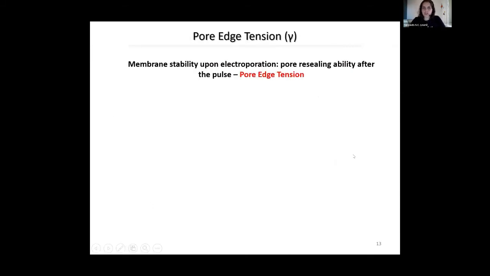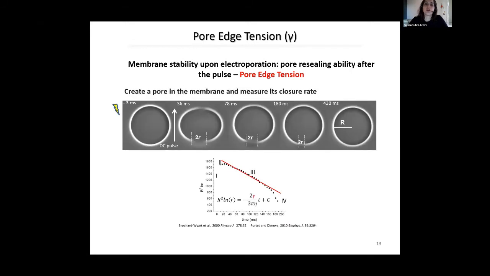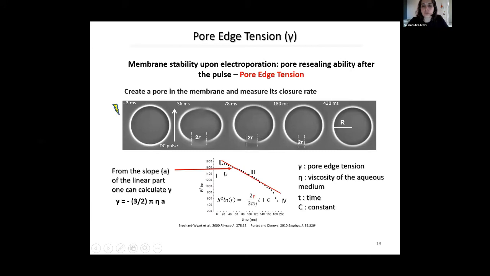So as I mentioned before, the membrane stability upon electroporation directly depends on the pore resealing ability after the pulse. And this is directly related to the pore edge tension. In order to measure pore edge tension, it's necessary to create a pore in the membrane and then measure its closure rate. That is the pore size throughout an entire video. And this closure rate can be correlated to the edge tension according to this equation here, where gamma is the pore edge tension, eta is the viscosity of the aqueous medium, t is time, and C is a constant. And from the slope of this third stage, one can obtain the pore edge tension.